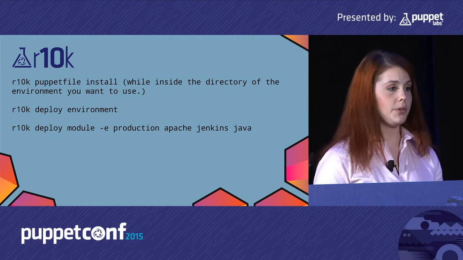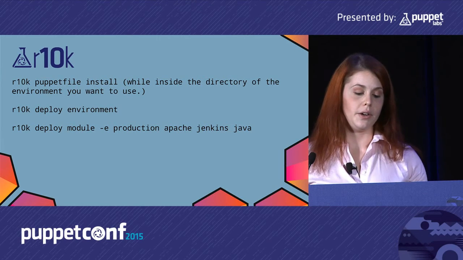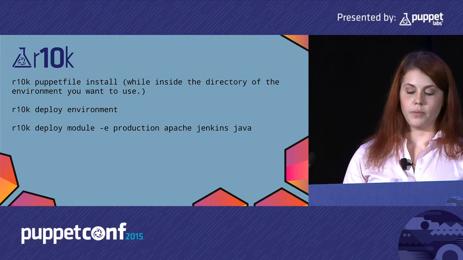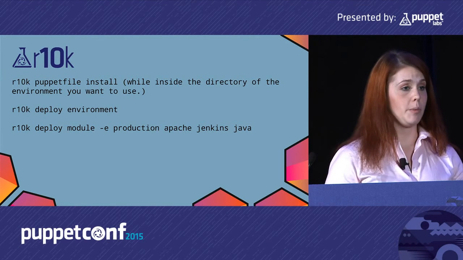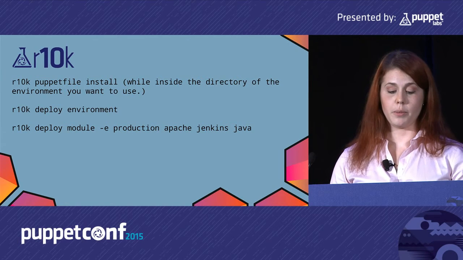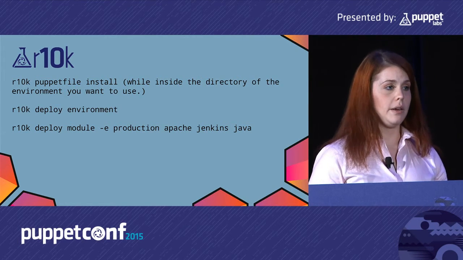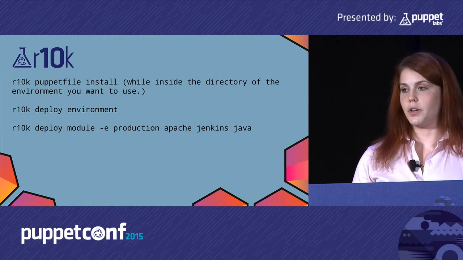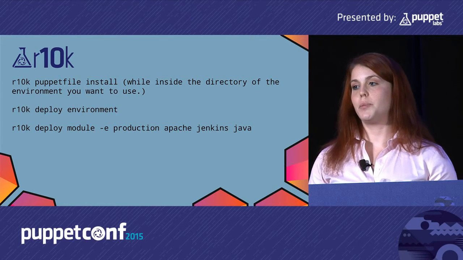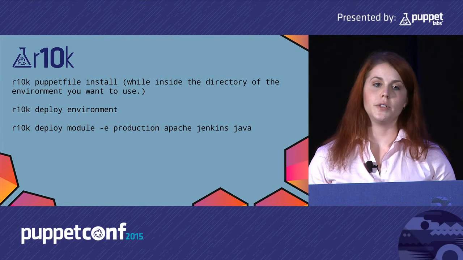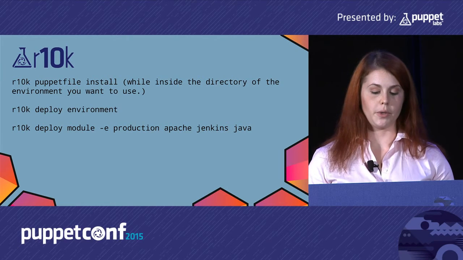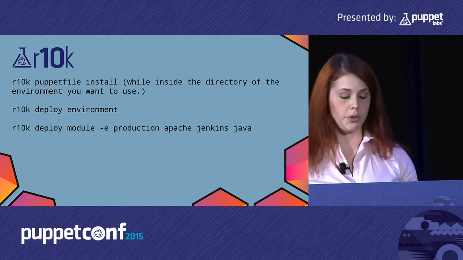So how do you use R10K? Here are some common commands that you might use for installing a Puppet file on the Puppet master. Probably the main command you would use is R10K deploy environment. There's lots of options to specify, so you can save some time if you're deploying something large. So here you can deploy a specific module to production.